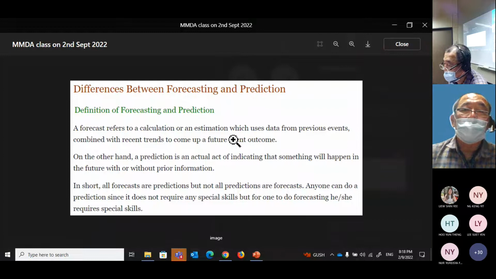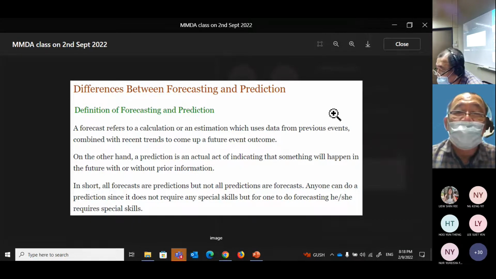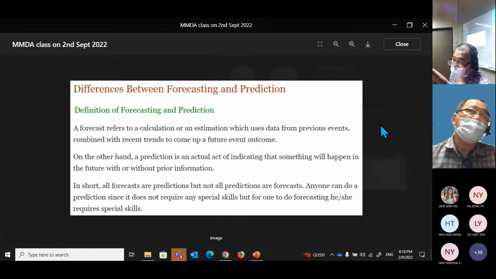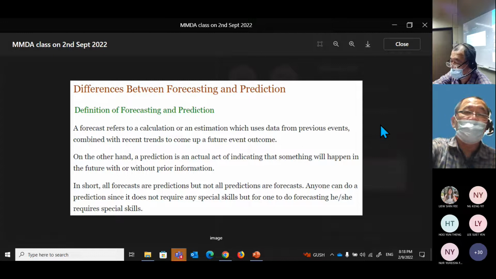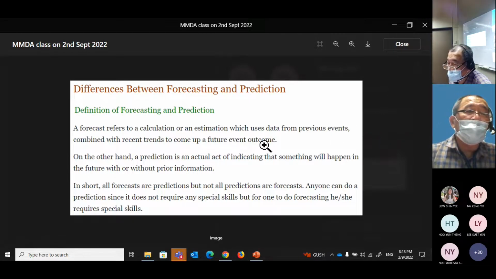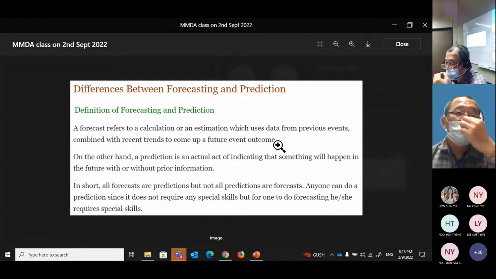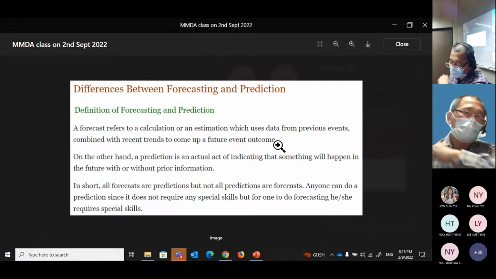Therefore, it's correct because it's from the previous event, the history. Because it's historical data, it forecasts the future. So you have to come up with a future event outcome, such as the forex between the dollar and the ringgit. Now I think it's 4.4, or is it 4.5?